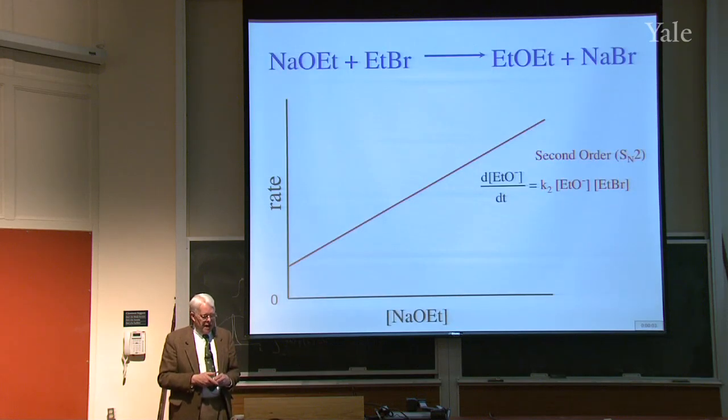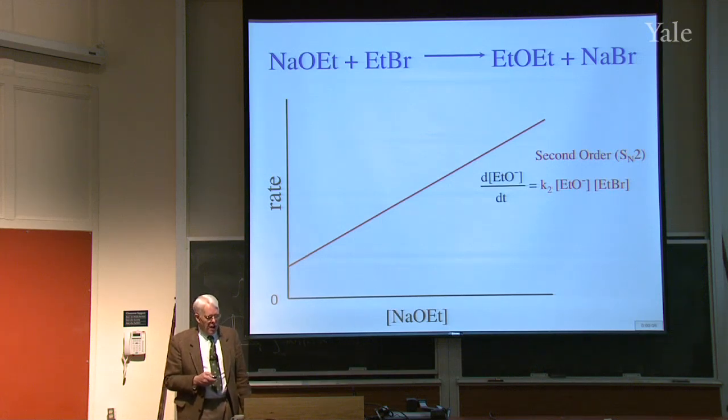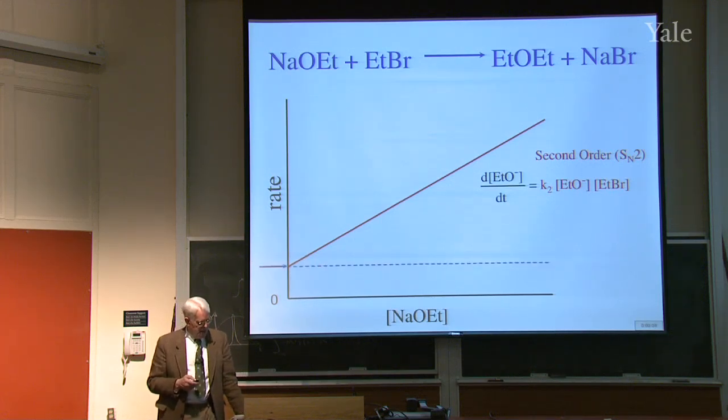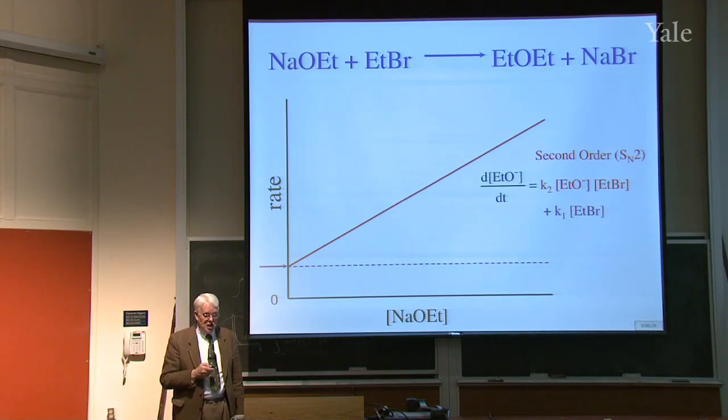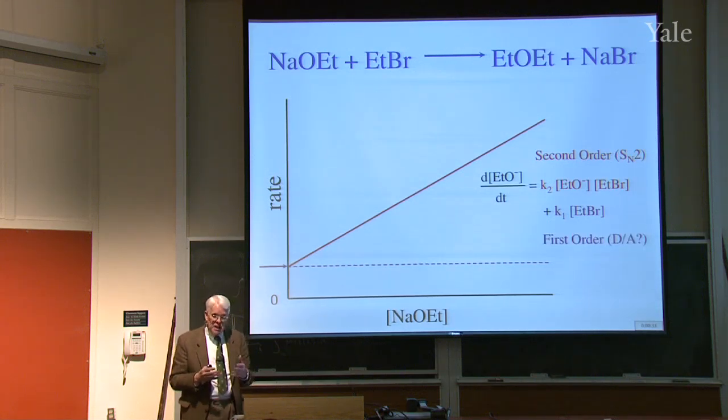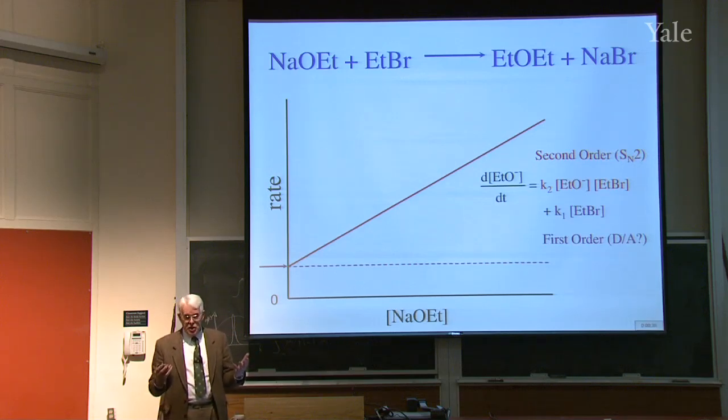Back to this, we have the problem that Aisha brought up. How can you get the product if there's no ethoxide? Right? So there must be a reaction that's going on all the time, whether you have ethoxide or not, and then another reaction that depends on ethoxide. What's that first reaction? It doesn't depend on the concentration of ethoxide, so it seems to be a first order process. It's constant, right?